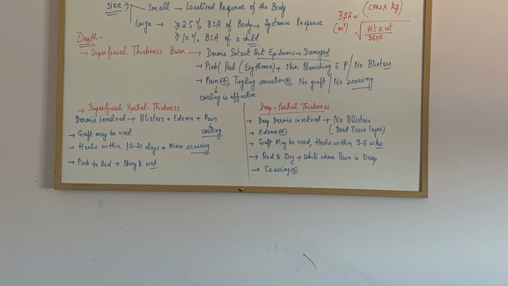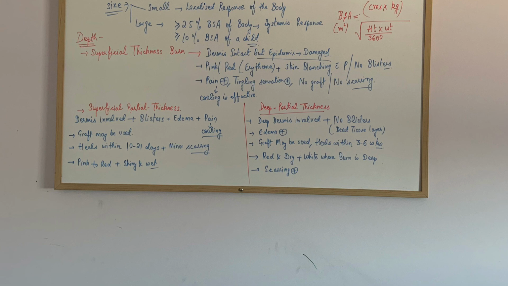In that case the inflammatory response from the body will not be localized, it will be systemic. It is 25% or more body surface area in adults, but in children it is counted as 10%. If the body surface area of an infant or child is 10% or more, then we call it a large burn.